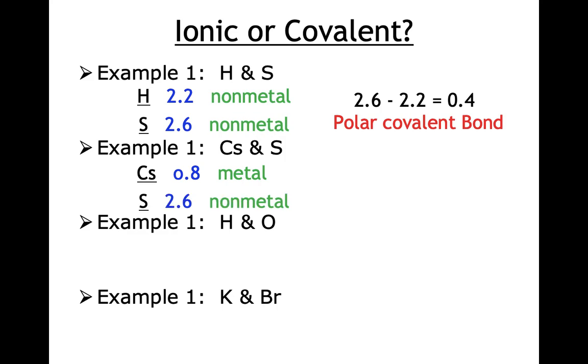Sulfur is a nonmetal. So a metal and a nonmetal should put us in that ionic category, so we should see a difference above 1.7. And we do. We have a 1.8 difference, which is an ionic bond.